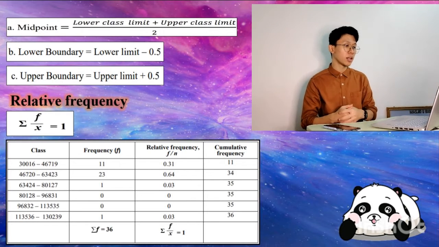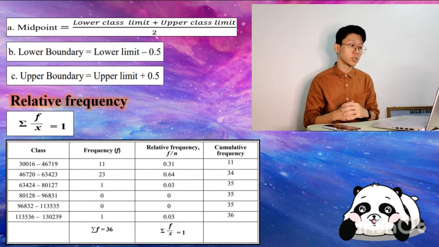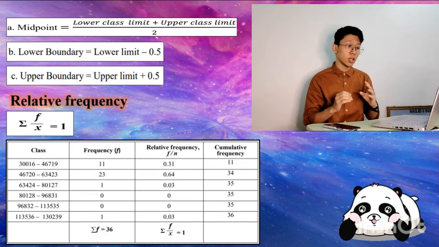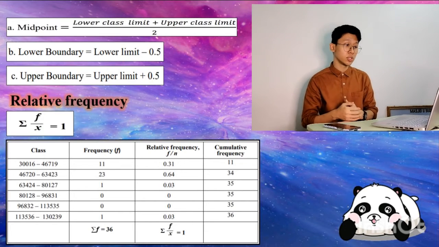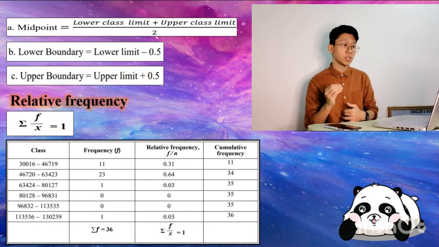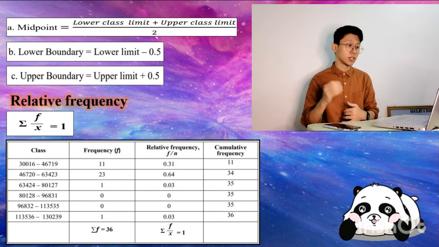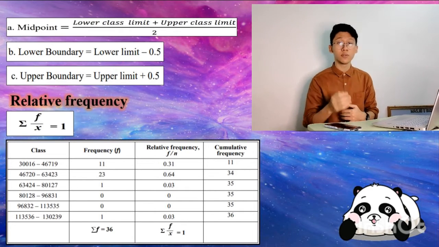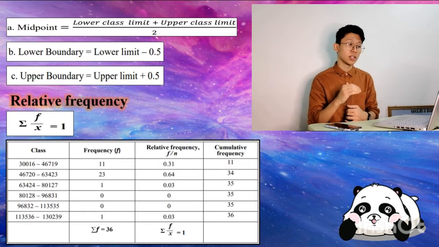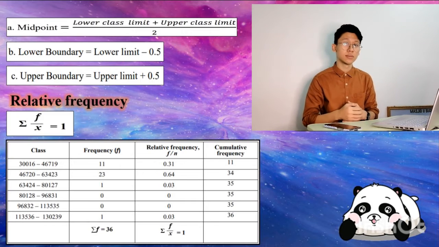After done with that, I have to do a relative frequency, which uses the formula f divided by n equals 1. And the last one, I have to do a cumulative frequency by adding up the frequency from the past class. 11 plus 23 equals 34 for the second class, 34 plus 1 equals 35 for the third class, and so on.